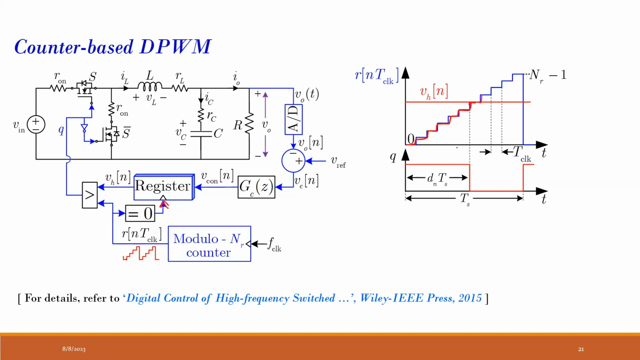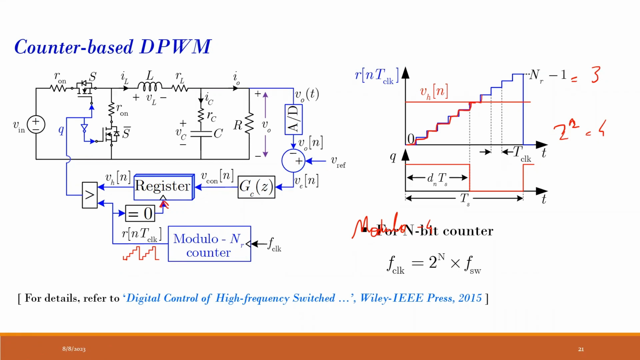Now the number of levels is 2 raised to NR minus 1. Okay. So if I have a modulo 4 counter, then this will have a value of 3. And the number of bits I would require would be 2 raised to 2. Okay, that is 4. That also is shown.